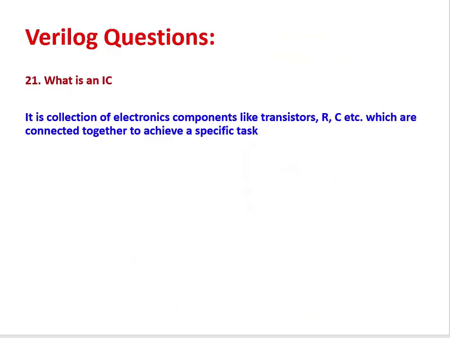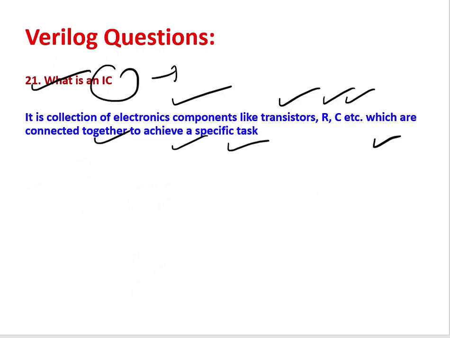the next one is, what is an IC? IC is an integrated circuit. It is the collection of electronic components like transistor, resistor, capacitor, etc., which are connected together to achieve a specific task. This IC can be a digital IC or it can be an analog IC.